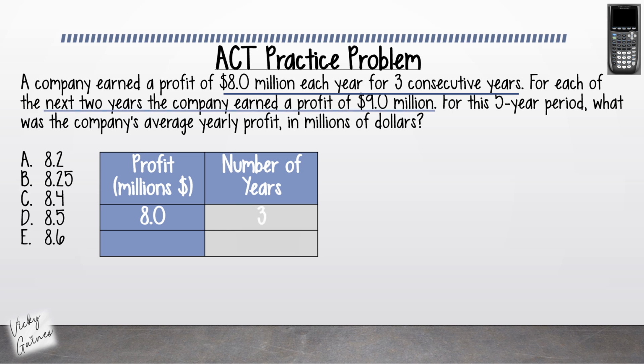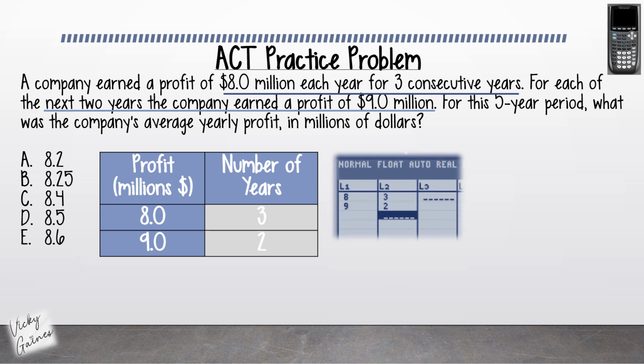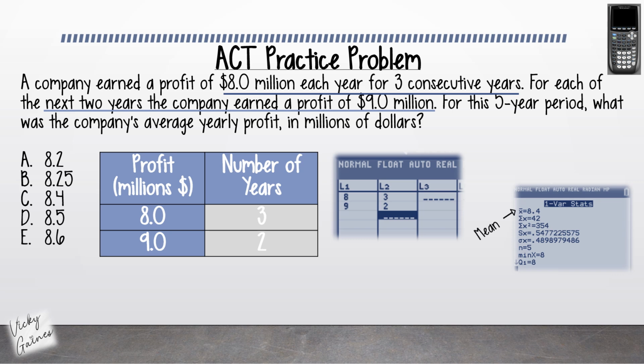For each of the next 2 years, the company earned a profit of 9 million. So 9 million for 2 years. So we're going to put our values in list 1 and list 2, profit in list 1, and frequencies in list 2, and do all the steps that we did before. Stat, calculate, 1 variable statistics, list 1, comma list 2, and there's our mean, which is 8.4.